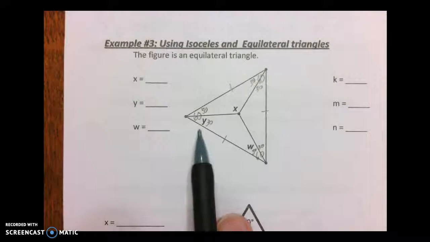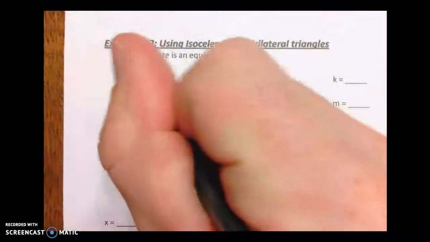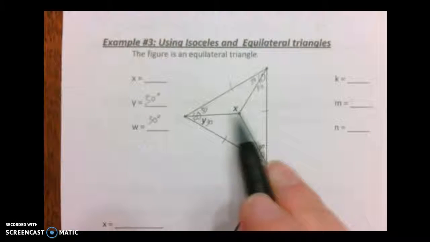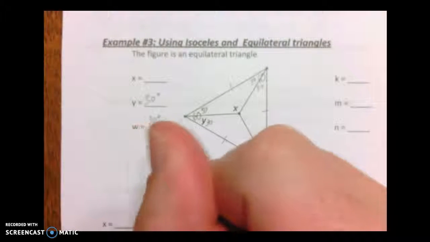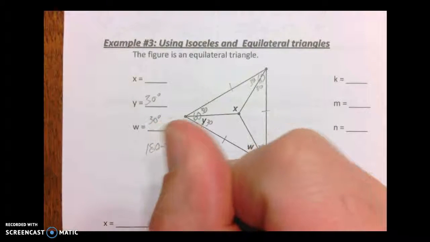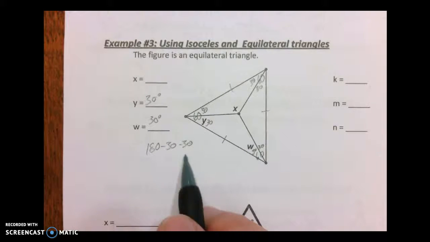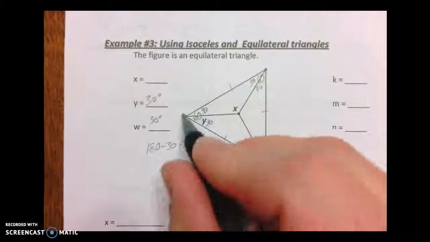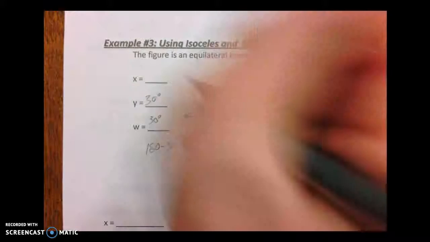So right by doing that, we just got ourselves y and w. Y and w are both 30 degrees. Now to get x, we just do 180 minus 30 minus 30 more. That would be minus 60. That would make x 120 degrees because this right here is a triangle within a triangle.